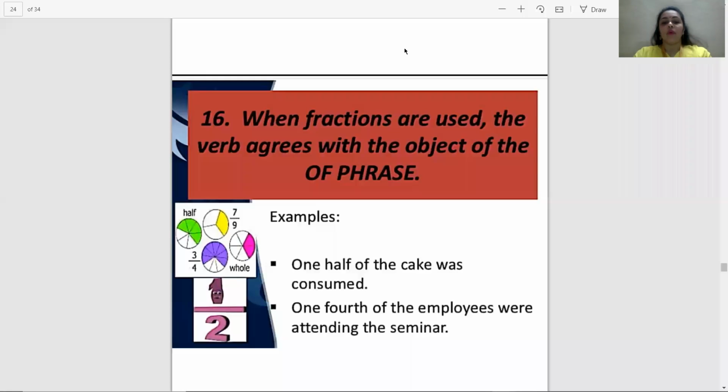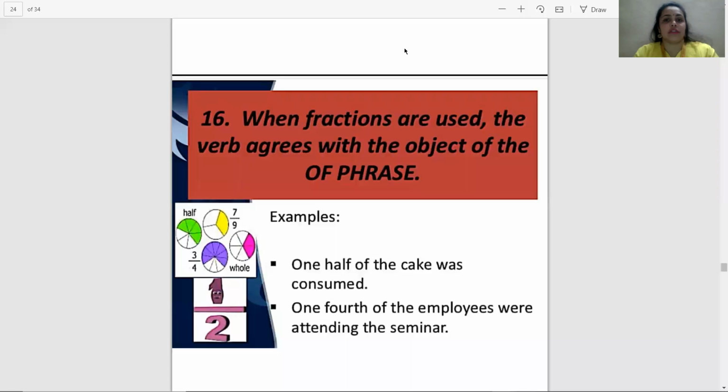For example, 1/2 of the cake was consumed. Now this object, cake, is nearer to the verb. That is why it is taking a singular verb. Is that clear? Now the second example: 1/4 of the employees. Employees is the word of that phrase which is nearer to the verb. That is why the verb becomes plural. Clear? So this rule says when fractions are used, the verb agrees with the object of that phrase.